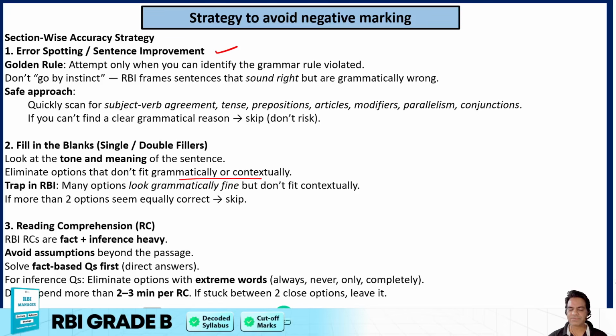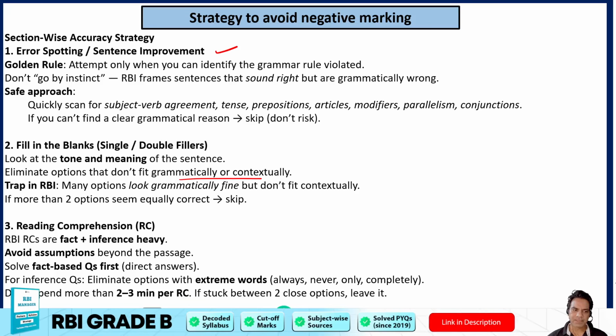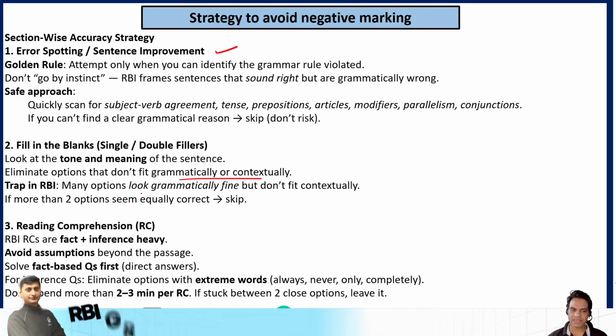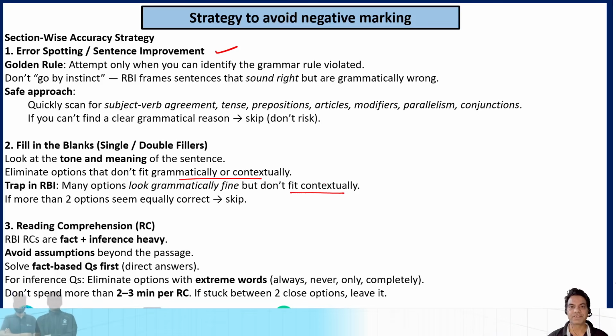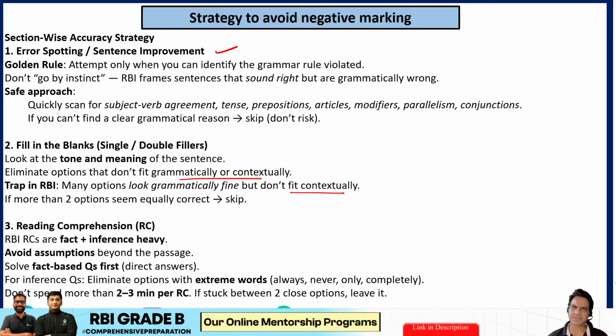So if the word does not fit there contextually or grammatically, eliminate it. Then what is the trap that you have to look for? Many options look grammatically fine but do not fit contextually. So you need to be able to know the meaning of the word first and then fit it grammatically into the sentence. And most of the times they fit, but they are very close.